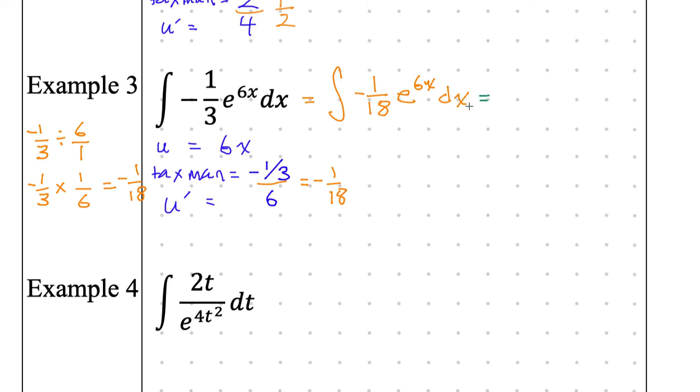And then we have to actually take the antiderivative, which is really easy. I just rewrite it, right? So the antiderivative is just -1/18 e to the power of 6x plus c. And final answer, box it.